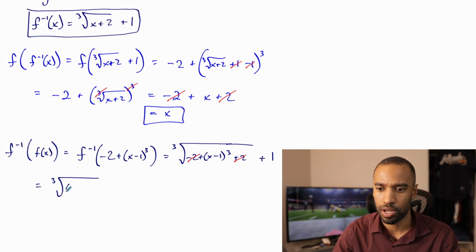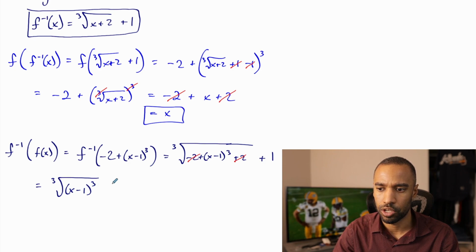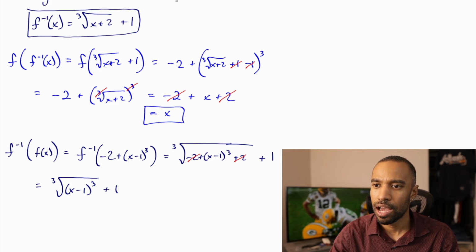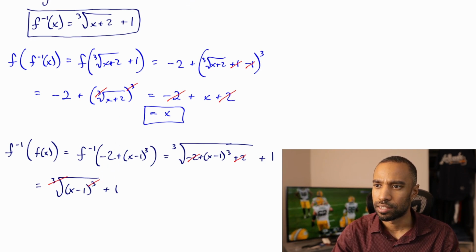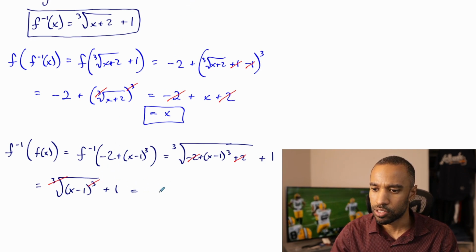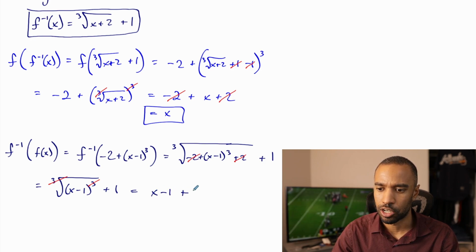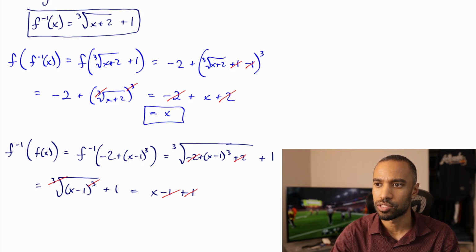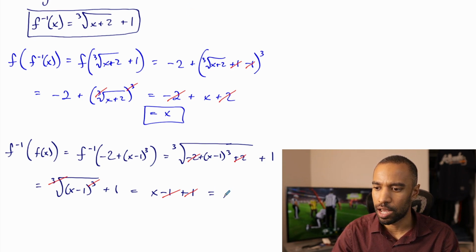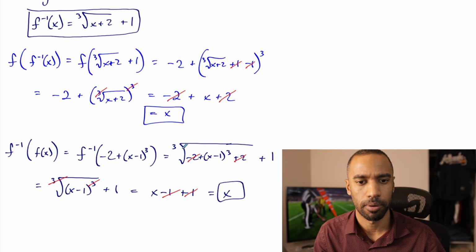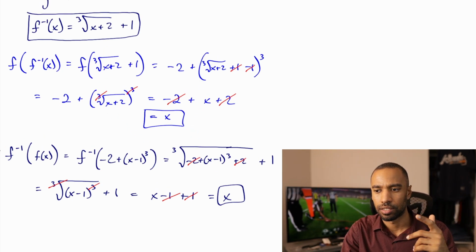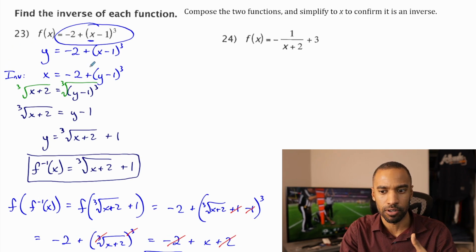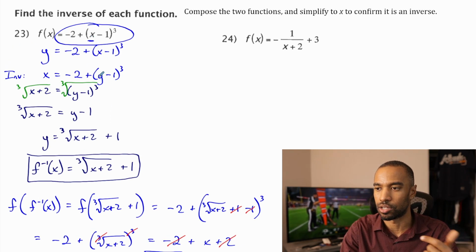So this is the cube root of x minus 1 quantity cubed, and then plus 1. Now we can take the cube root of the cubed quantity, and those are gone. And then we get x minus 1, and here's plus 1. Negative 1 plus 1 is 0, so you're just left with x. So we are confirmed that, once again, composing the two functions, one with the other, we do get x, which means these are indeed inverses. Okay, so I did it correctly, and I kind of showed it twice for that.